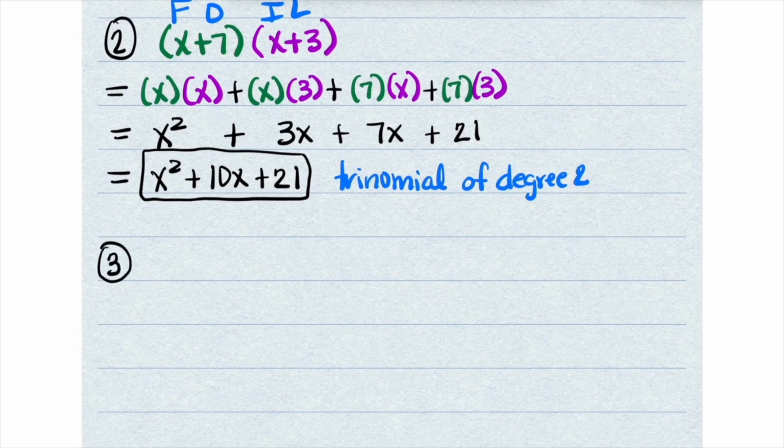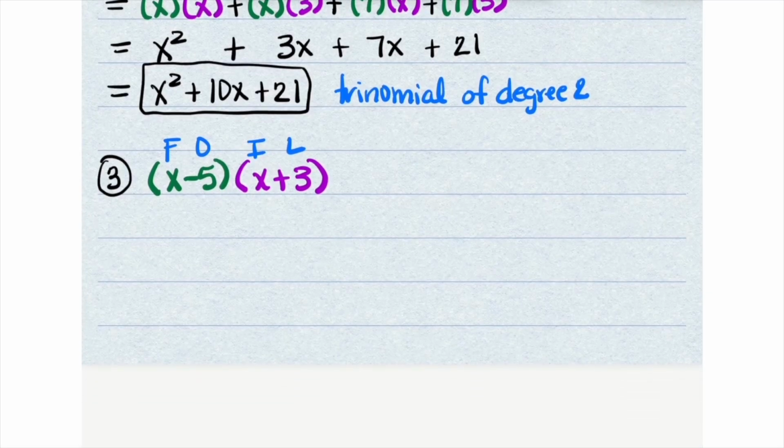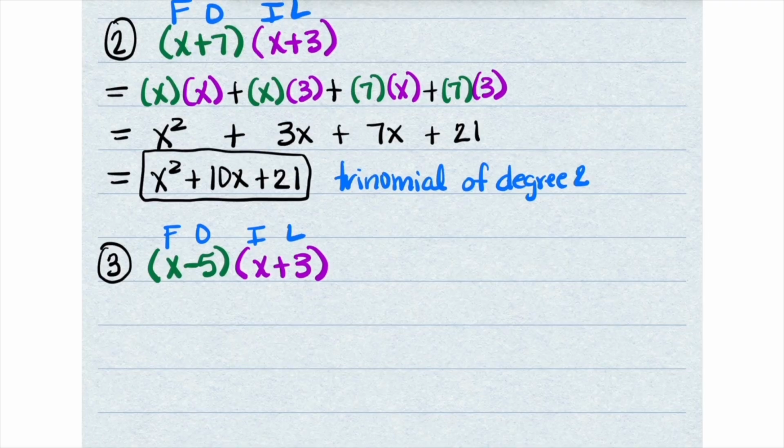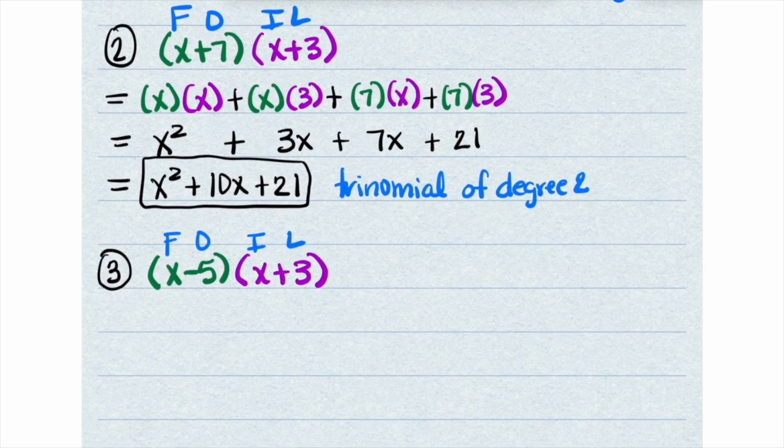I think you'll like the FOIL method. But like I said, if you forget, distributive property, okay? Now this one has a minus, so I gotta watch the sign, right? All right, we're doing the FOIL method. Okay, cool. First, outside, inside, last.